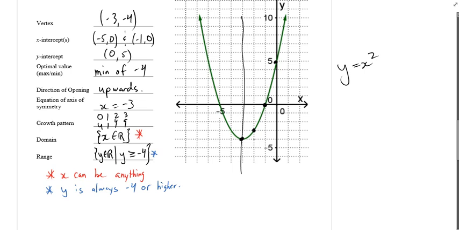And that's the kind of stuff that you want to be thinking about and trying to make connections to over the next few days. Any questions?